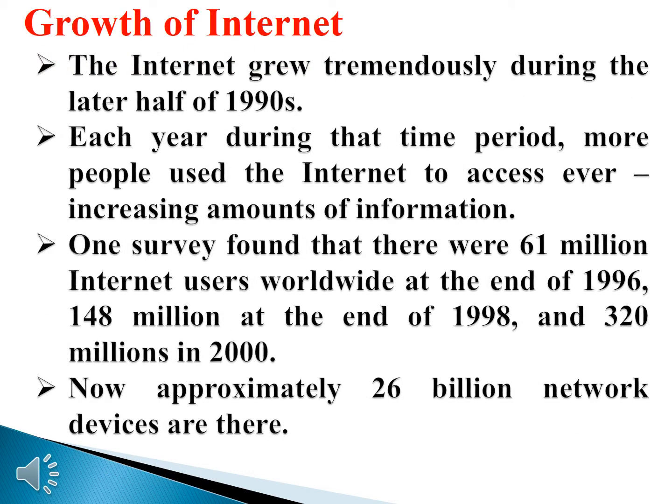Now we will discuss how the internet grew. The internet grew tremendously during the latter half of the 1990s. In the earlier days the internet was not there. It was a small network in different companies or agencies. Then in the latter half of the 1990s it grew tremendously. After that, each year more people used the internet to access ever increasing amounts of information as the use and applications of the internet increased.